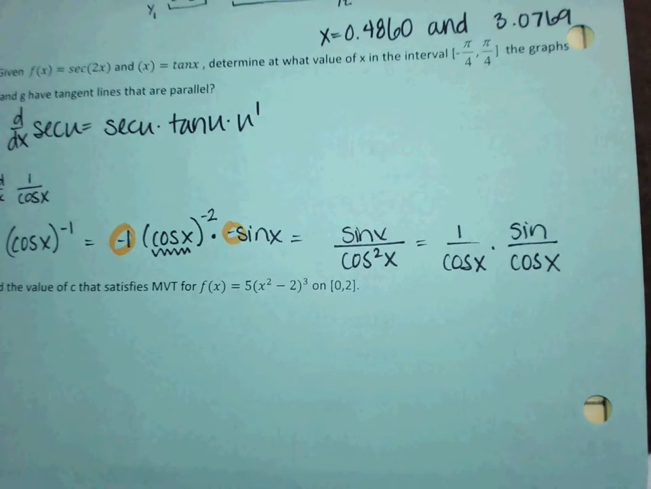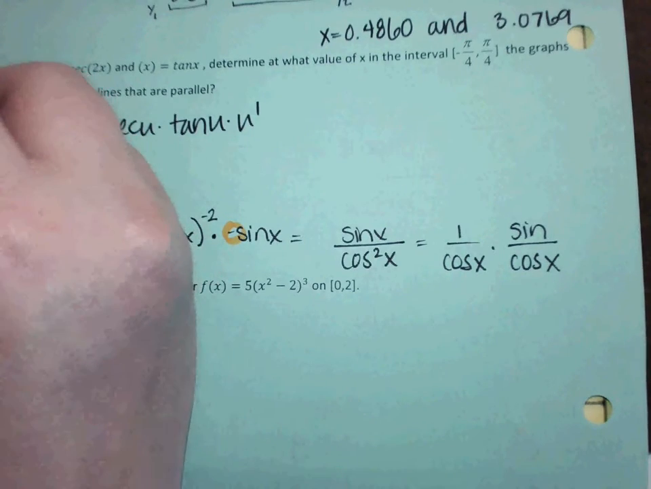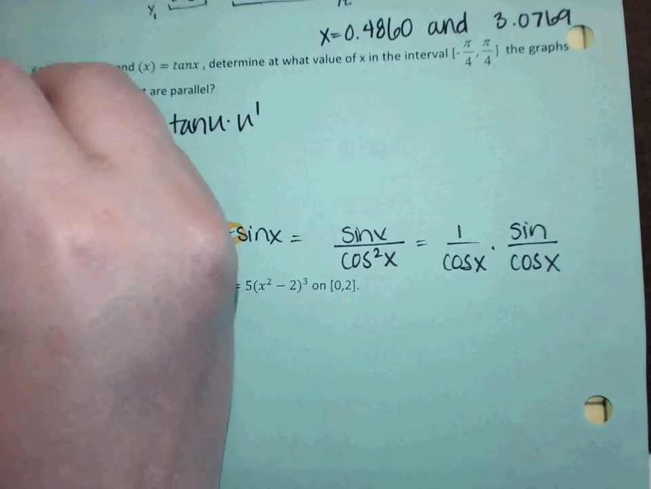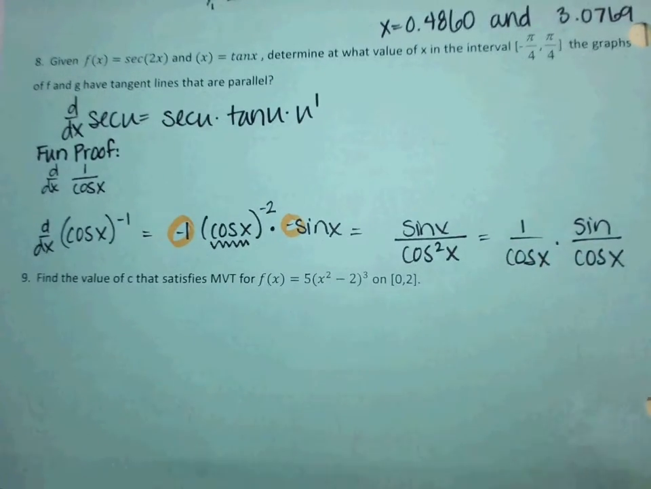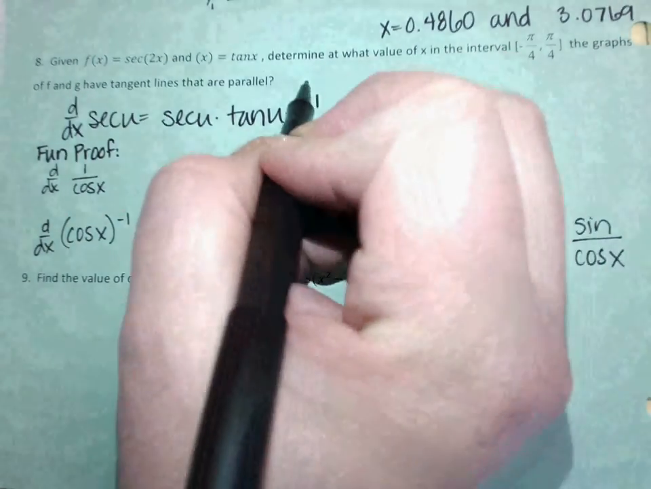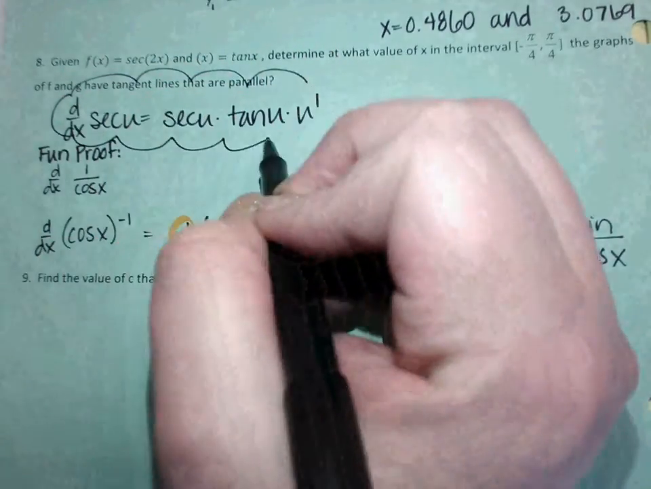And what's 1 over cosine? And what's sine over cosine? Now, keep in mind that this is if it's not a chain rule. Since it is a chain rule, when I use my rule, I'm going to need to make sure to times by the derivative of the middle. So this is just a fun proof, a little fun proof for you. But from now on, this is a rule that you're supposed to know.